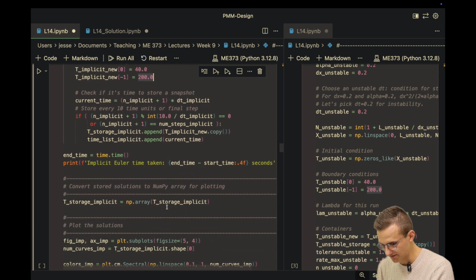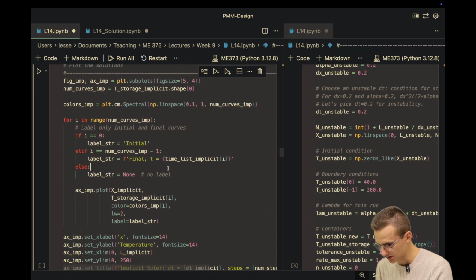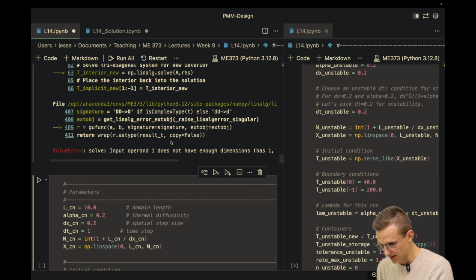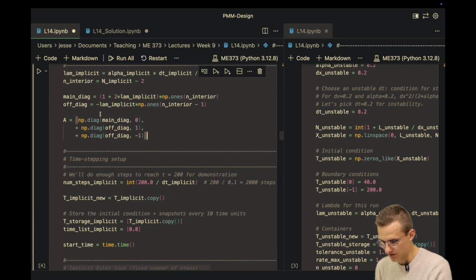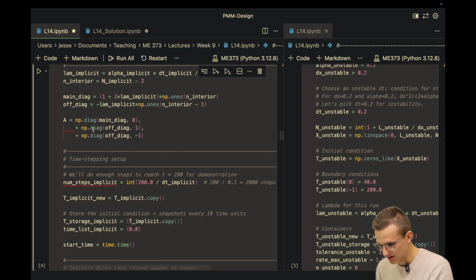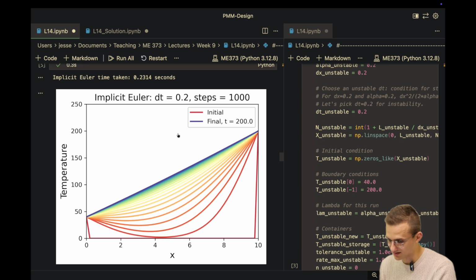Okay, and so let's convert the stored solutions to a NumPy array for plotting. Then we'll go ahead and plot the solutions, which we can do here. And let's see, where do we get an error here? Let me see if I remove these guys. Maybe that's part of the issue. It was the commas. That's my bad here. I don't know why I placed these commas here. These commas don't need to be there. That was the mistake, just a syntax mistake. Okay, and then we get this, and look, we're having half as many steps and a perfectly well-behaved solution.